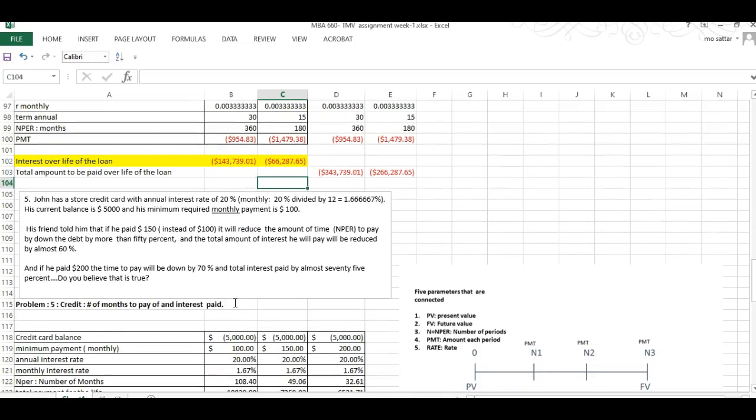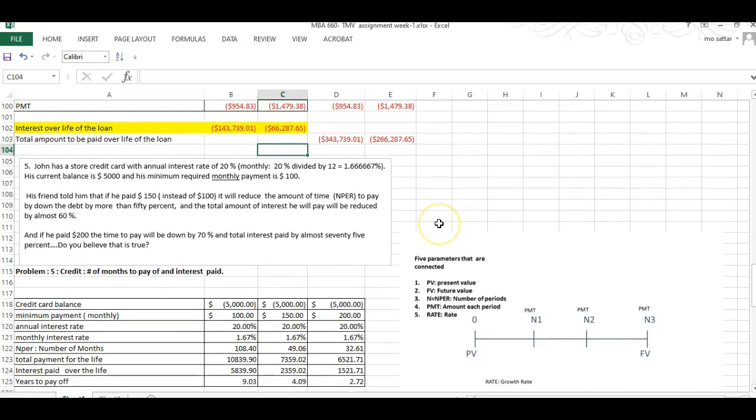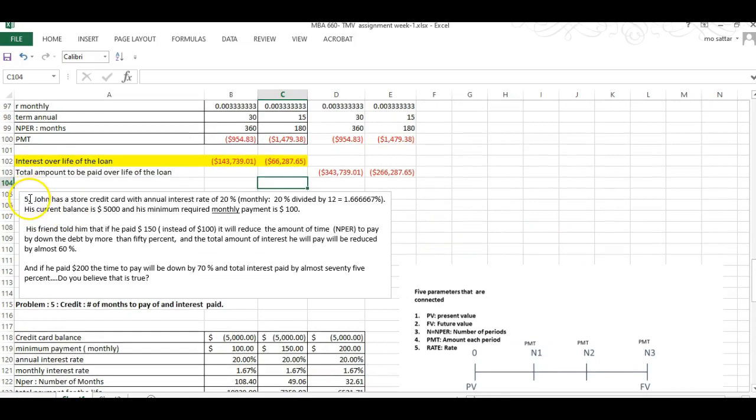Okay. The next problem is similar, but we're looking at it from a credit card perspective. So here, John has a store credit card with an annual interest rate of 20%. It sounds pretty high, but typically you're going to find a lot of the store credit cards, if you really look at it, after the teaser period, they may give you maybe 8-10% up front. After that, they go up to 20 plus percent.